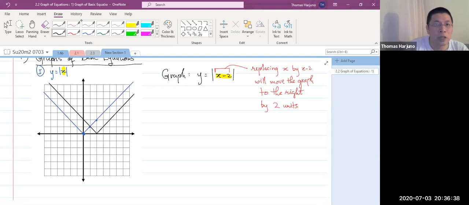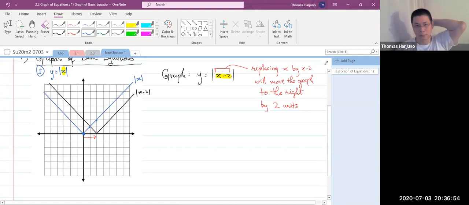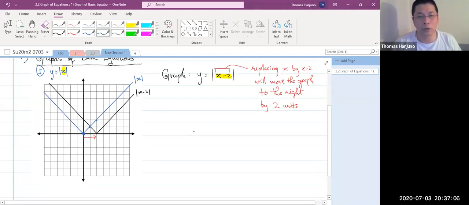Okay, so notice that by replacing x with x minus 2, it will move 2 units to the right. This is my absolute of x minus 2, while this is my absolute of x. Now, on the other hand, suppose I continue y equals absolute of x minus 2, and I continue with minus 3.